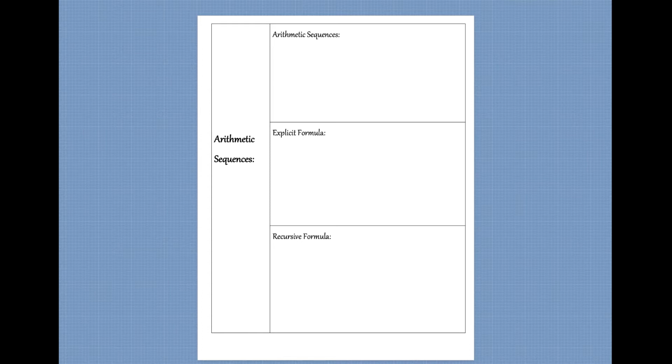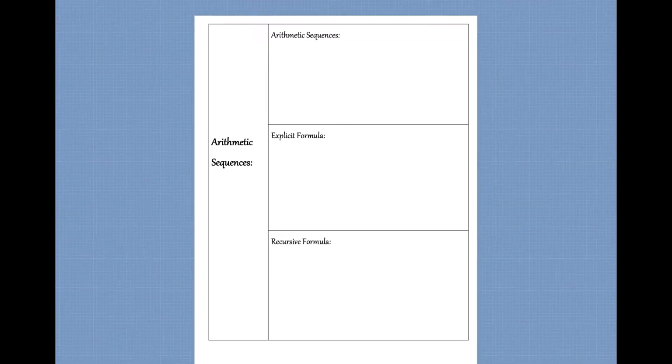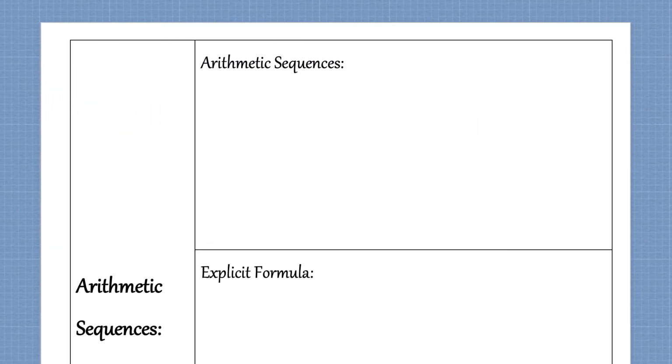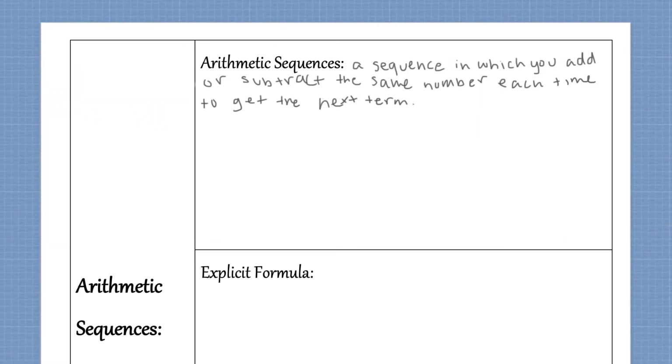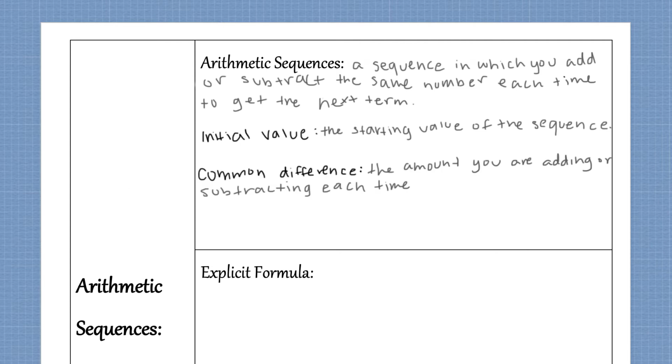Today we are learning about arithmetic sequences. An arithmetic sequence is a sequence in which you add or subtract the same number each time to get the next term. In an arithmetic sequence, you also have what is called an initial value, which is the starting value of the sequence. After the initial value, we also have what is called the common difference, which is the amount you are adding or subtracting each time.